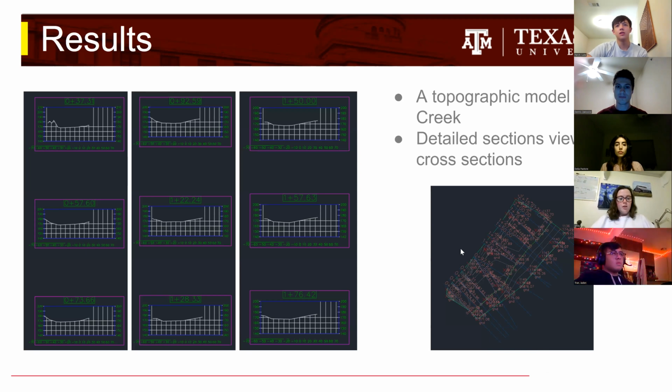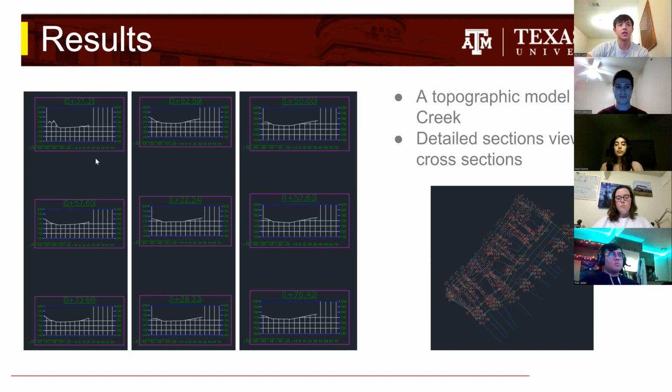So here are the things that we were able to create with Civil 3D. On the lower right, we can see a topographic model of Bee Creek. We used all of those points from surveying, as just said, and we created some contours and put some sample lines along the river to create these cross sections on the left.